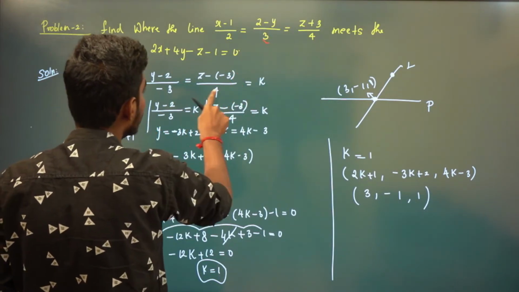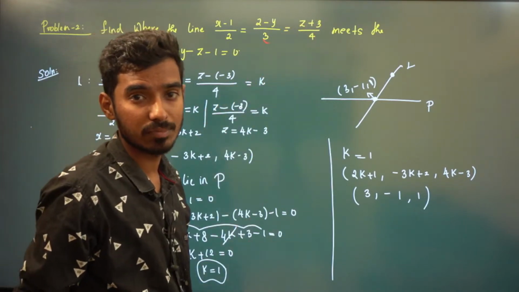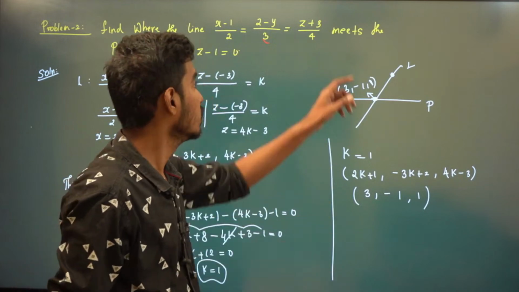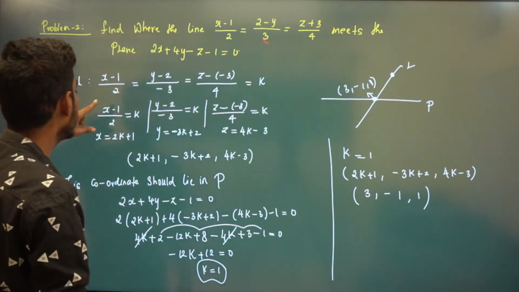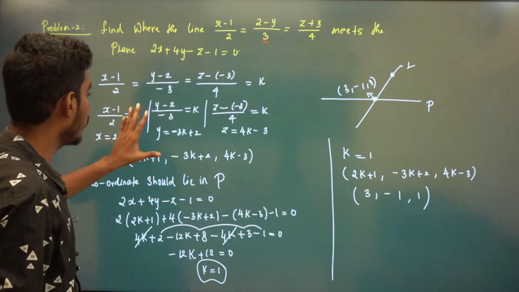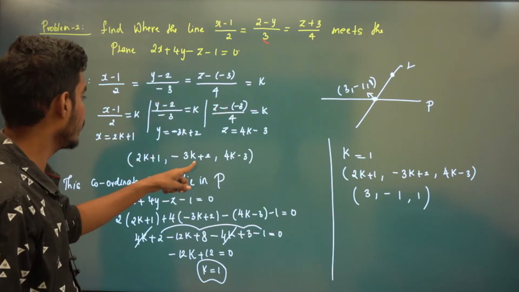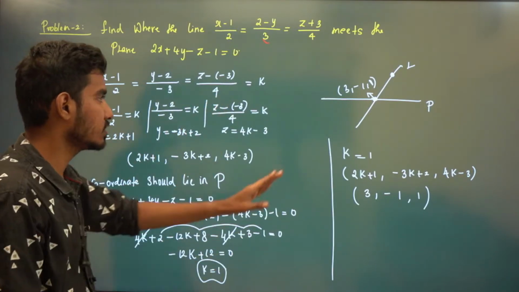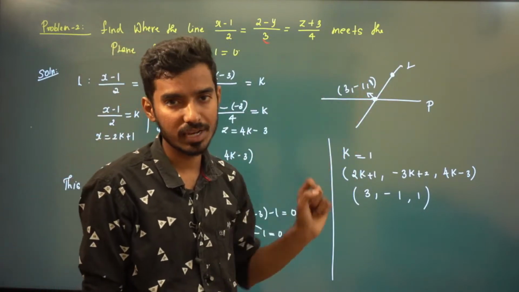So first convert that to symmetrical form. Here we have z plus 3, but you should have z minus something, z minus gamma by c. So you write plus 3 as minus of minus 3, divided by 4. You can see any point on the line will be in this form only. I'm equating to k: 2k plus 1, minus 3k plus 2, 4k plus 3. So any point on the line will be of this form only. Depending upon the value of k, you can get all the points.